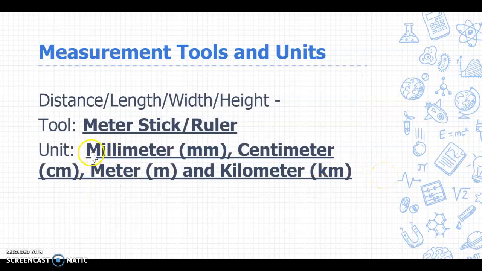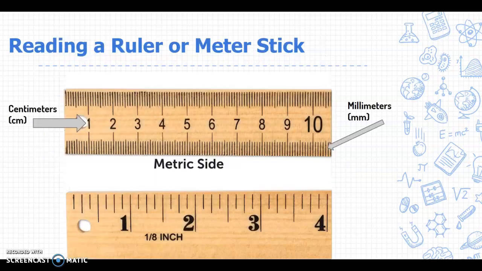Distance, length, width, and height. These would all be measured with a meter stick or ruler. Millimeter, centimeter, meter, and kilometer are common uses for length measurement. And if we want to be very precise, then we're going to use the metric side of our ruler. The larger numbers on the metric side represent the centimeters, and then you'll find 10 millimeters on the inside of each number because there are 10 millimeters in a centimeter.